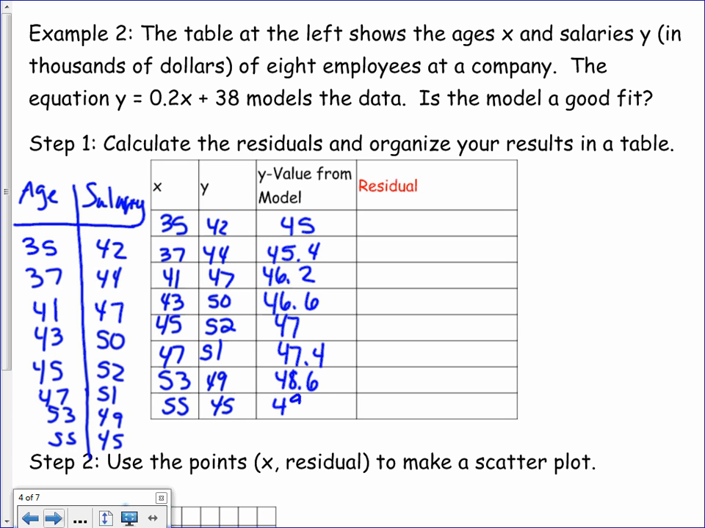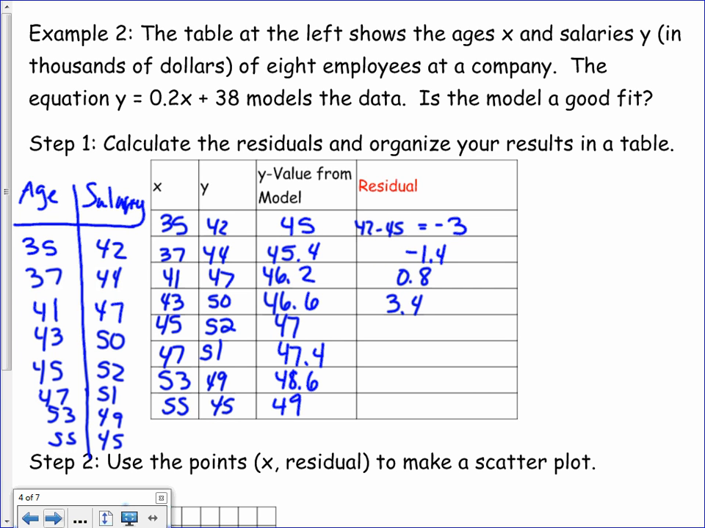Now to figure out the residuals again, that's the difference from the y value to the y value from when you substituted into the model, the line of fit. So 42 minus 45 is negative 3. 44 minus 45.4 is negative 1.4. 47 minus 46.2 is 0.8. 50 minus 46.6 is 3.4.